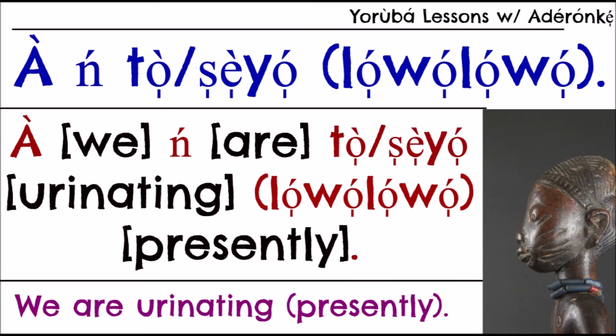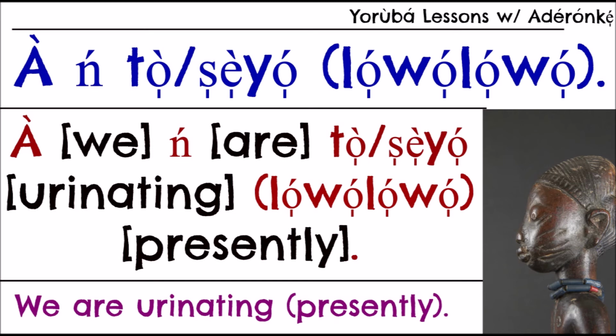So let's say someone is calling you and your younger sister and you guys are peeing, perhaps at different ends of whatever bathroom that you're using. Let's say for some reason your bathroom has two WCs, or perhaps you're in some bush somewhere. You would say anto, and sheyo. It would be a in this case, we can't say o. To or sheyo is urinating. Lowo, whatever you choose, is presently. So we're urinating presently.